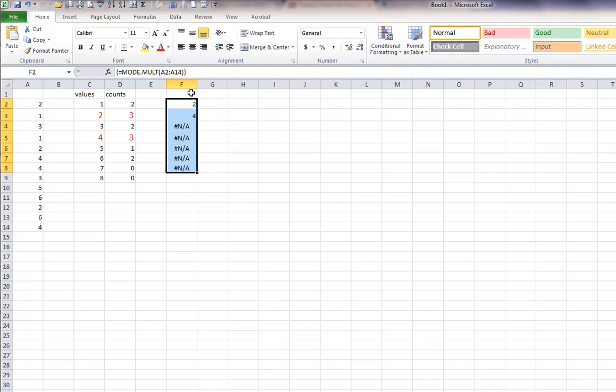And you can see that the modes are 2 and 4, and there isn't anything else available. So the N/A means that there are no other modes other than 2 and 4. And these match the 2 and 4 values that we had counted. And so this is how you can compute multi-mode, to find if the data set has multiple modes.